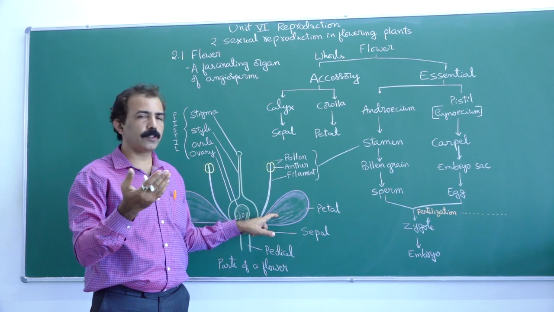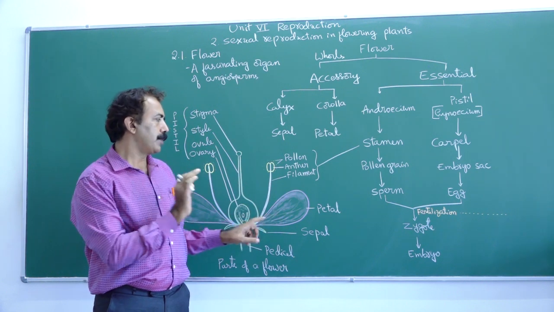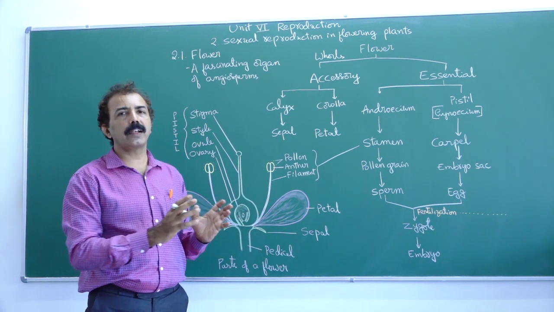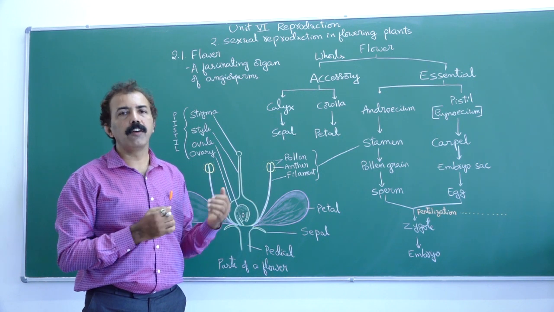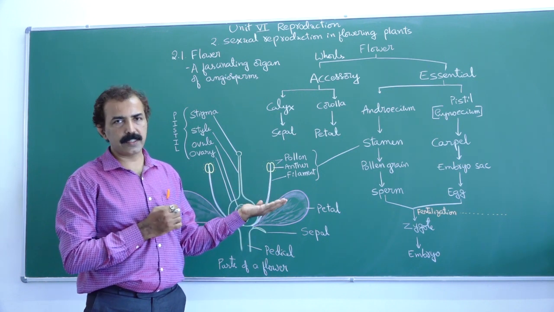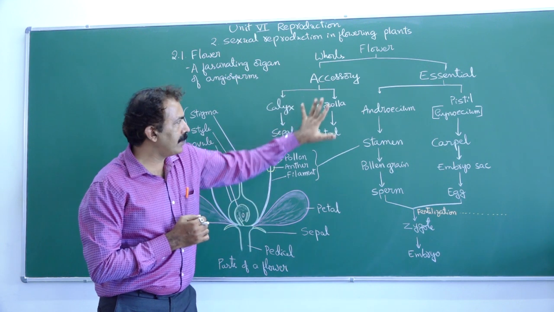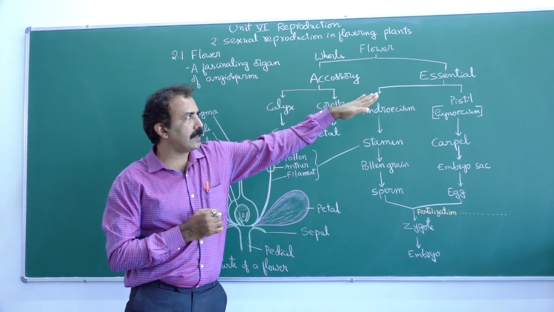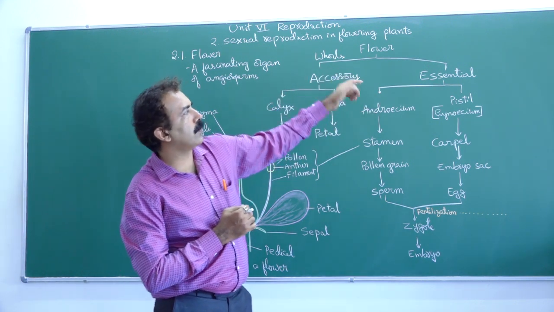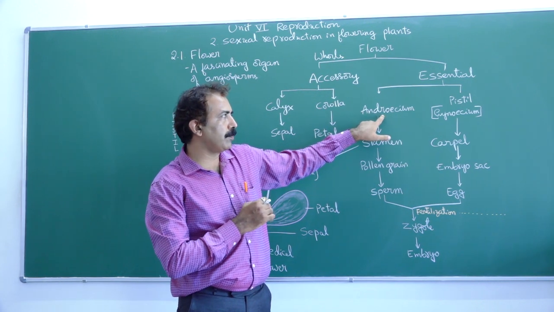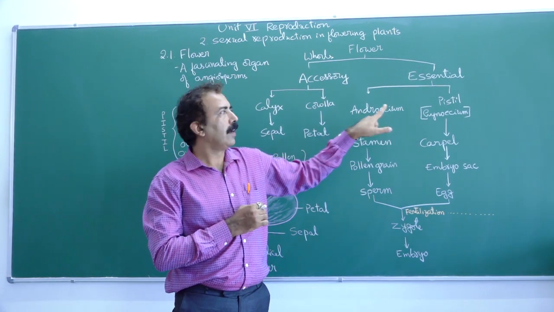These are the topics you studied last year. So you understand that petals are attractive in function. They attract the pollinating agents. Accessory whorls are followed by essential whorls. The essential whorls are 2, androecium and gynoecium.